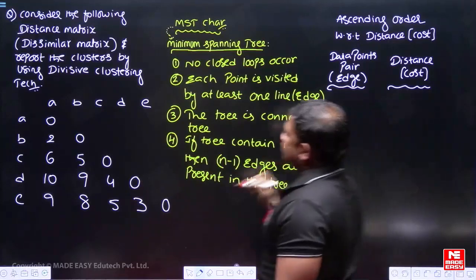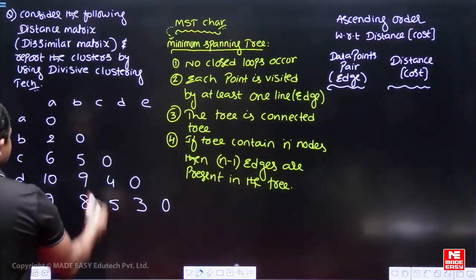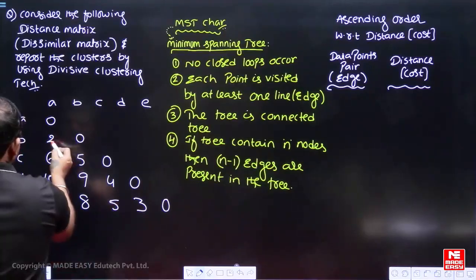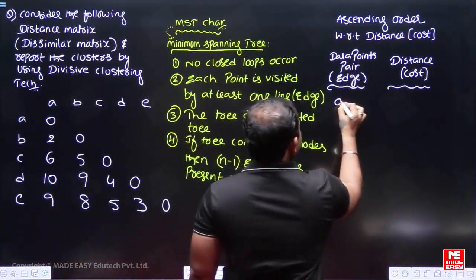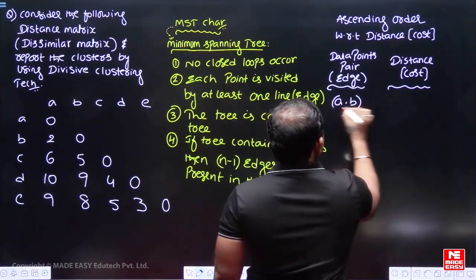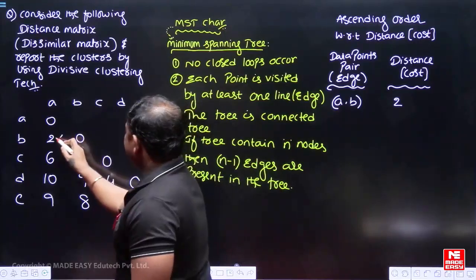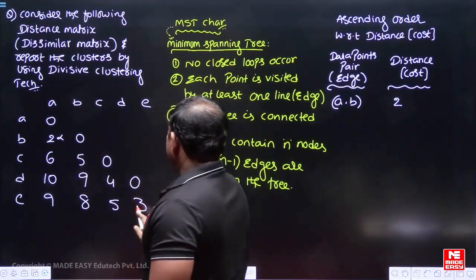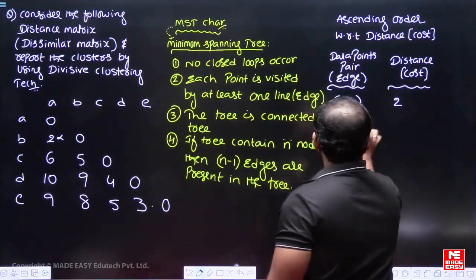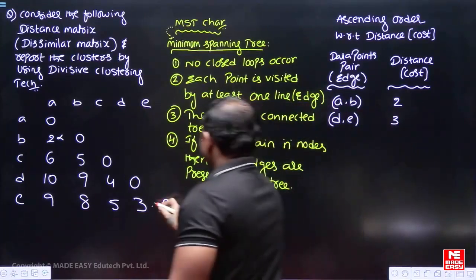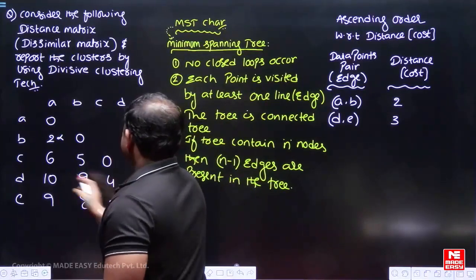Right. So now in this graph, that means the dissimilarity matrix, the smallest value is what? 2. That is the pair A, B. So data point pair A comma B, cost is 2. Next. Now come to the next one. 3. That is D and E. Pair D and E, cost is 3. Then the next smallest is 4. Pair C and D.